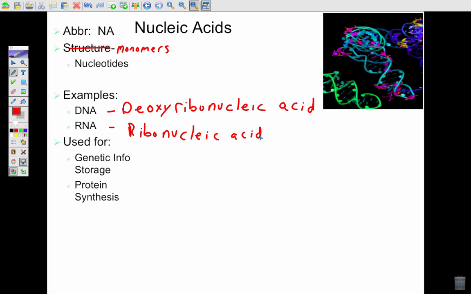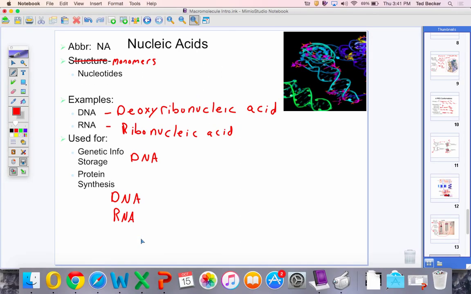Deoxyribonucleic acid is used for storing our genetic information and for protein synthesis. It actually acts as the template or the recipe to make our proteins. RNA, for our purposes at least, is only used for protein synthesis. Okay, so the two uses for DNA are genetic information storage and protein synthesis, and RNA, at least for our purposes, is only used for protein synthesis.